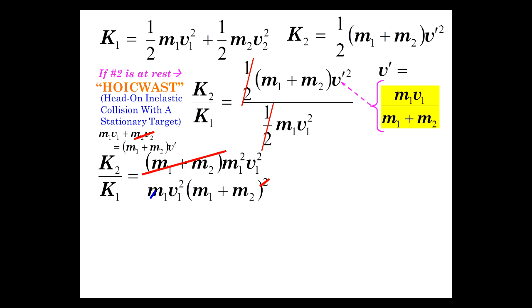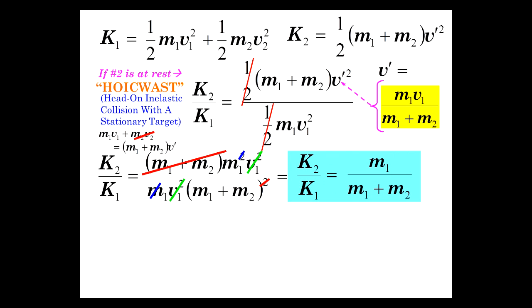And one of those goes away. One of the m1s goes away, and the v1 squareds go away. Ooh, I love when things divide out like that. So I have to make it all full and wonderful colors just to show the colorful expression of my heart at this moment that all those things divided out. And that gives us m1 over m1 plus m2.